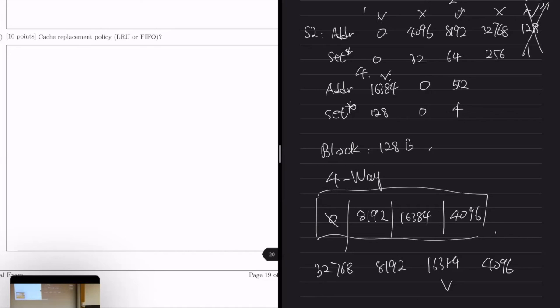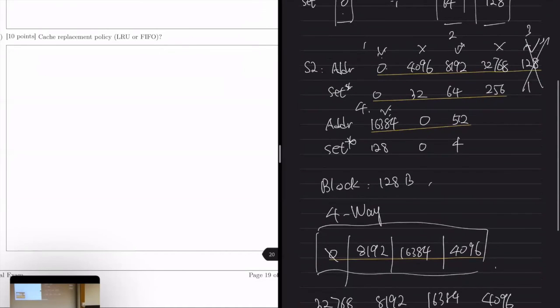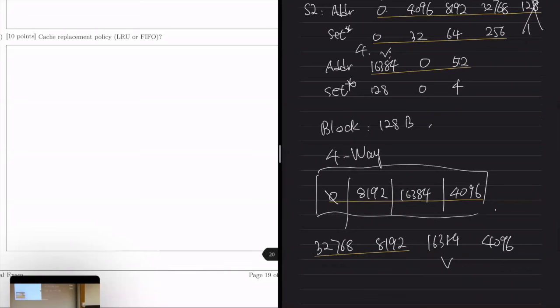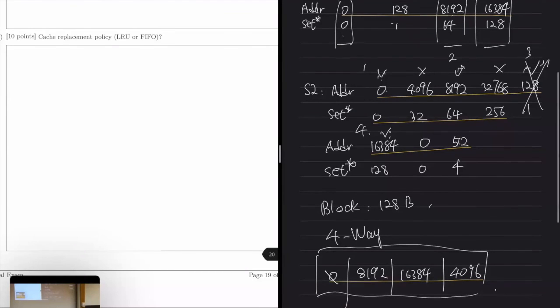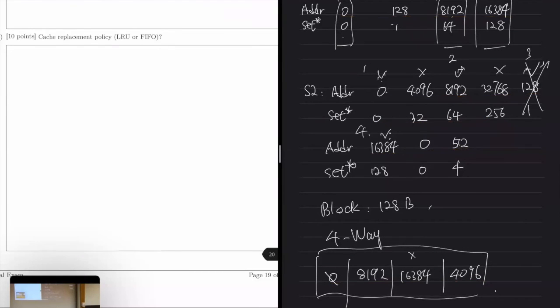And to see it for yourself, you can just go over this process again, but with the ARU policy. With the ARU policy, when this 32K is inserted into the set, it will replace 16K instead of 0. So for the next access to 16K, it will miss. So then we get a final hit number of 3.